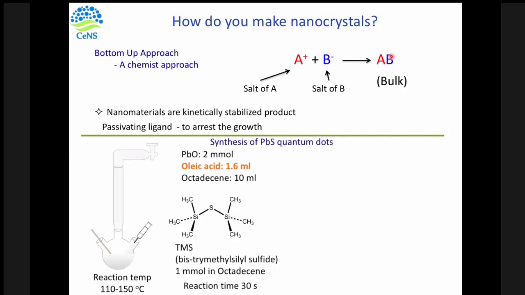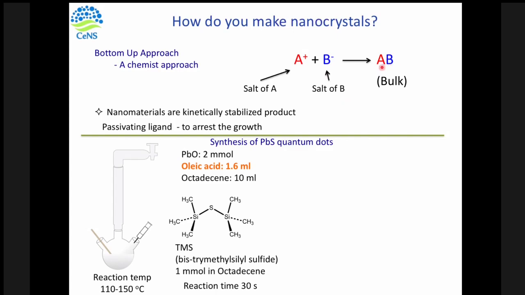I'll give a small example here. Say, for example, lead sulfide quantum dots. These lead sulfide quantum dots are used in various applications like photovoltaics. I think lead sulfide based photovoltaics now have efficiency around 11 or 12%. And of course, lead sulfide is widely used for photodetectors. So to synthesize lead sulfide, this is Pb and this is S, A and B.